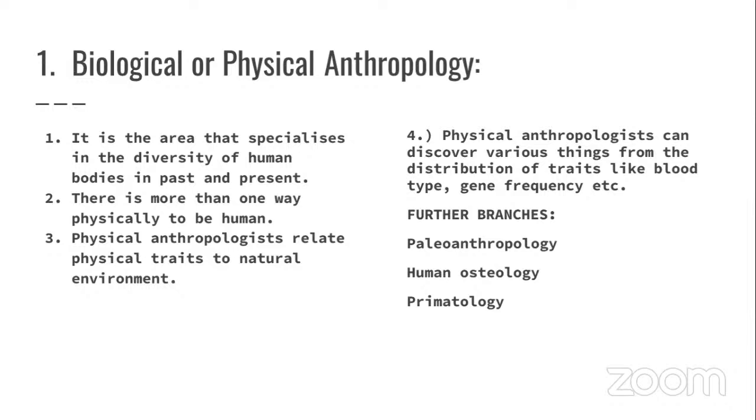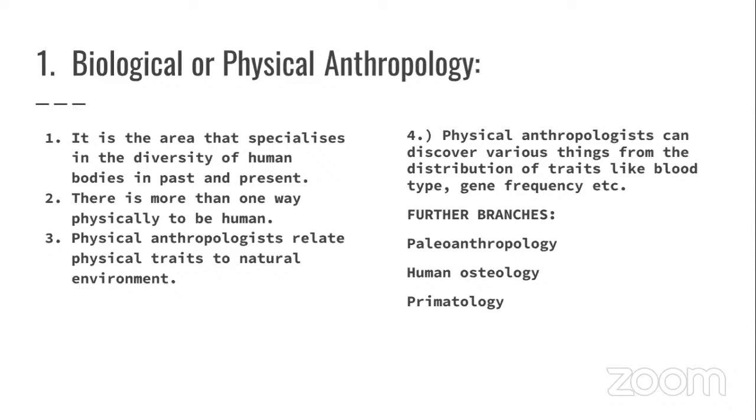Is it clear? Now, finally, physical anthropologists can discover things about human migrations, intermarriages, and such phenomena from the distribution of traits, like blood type, gene frequency, etc. So if they study the human body, they can learn about different distributions of traits in the past and in the future.